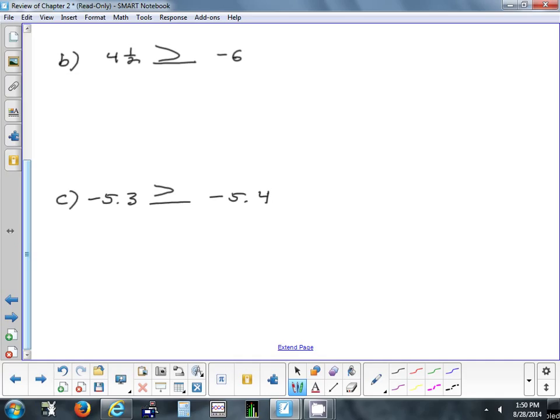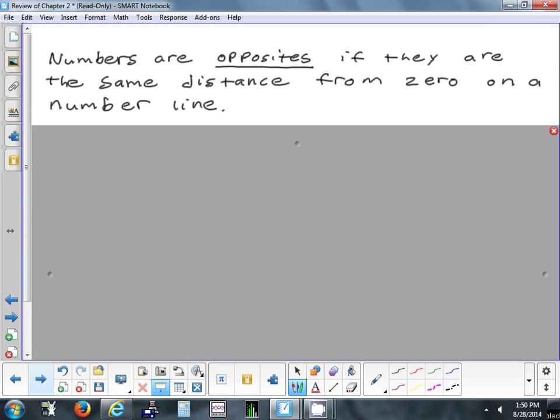What if the negatives weren't there? What if it was like this? Does that change anything? Yes. The 5.4 is greater now. Okay, so those negatives make a big difference. What if it was the same number? If it's the same number, then we would use equals. Okay, for these problems, we just pick less than or greater than.